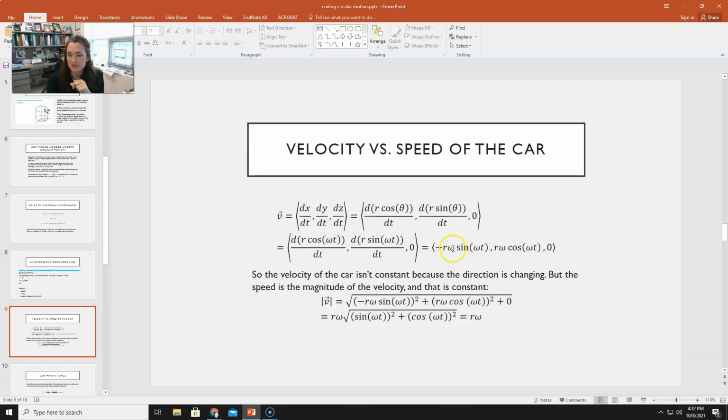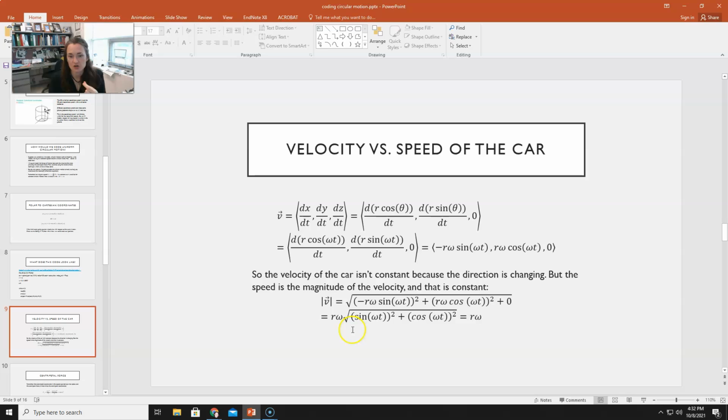Okay, so you can see that as time goes on, the x and y components will change, right? And that means that the direction is changing. But I can also prove that even though that direction's changing, the speed, the magnitude of the velocity, is constant. So if I take the magnitude of the velocity, I'm taking the square root of the sum of the squares of the vector components. So that'll be the square root of (minus r omega sine omega t) squared plus (r omega cosine omega t) squared plus 0.